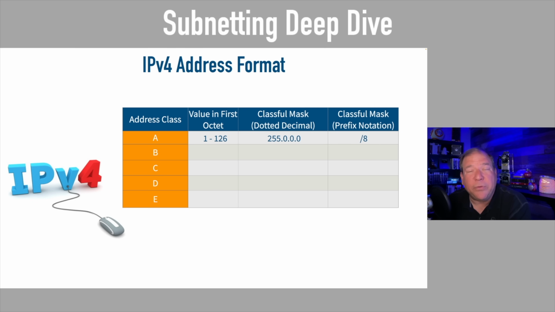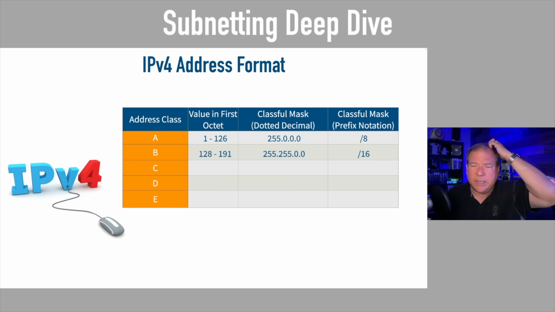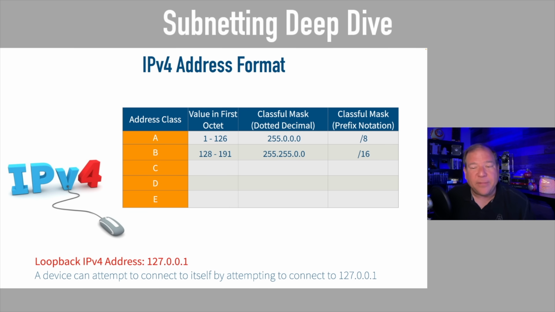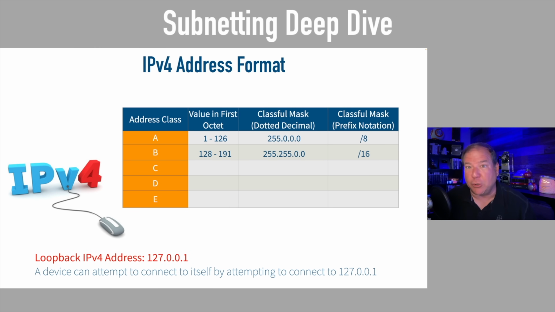But we can use 1 through 126, and then we go to 128 through 191. That's a class B. Its default subnet mask has 16 bits in it. It's 255.255.0.0. And you might wonder, didn't we skip one? What happened to 127? 127, specifically 127.0.0.1, has a very special mission.